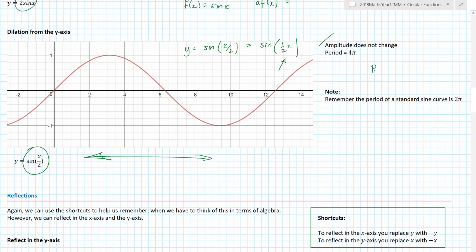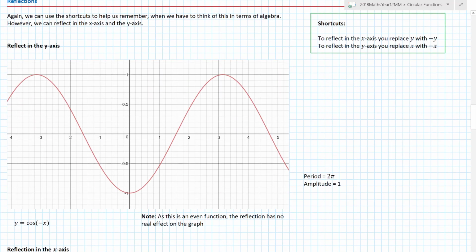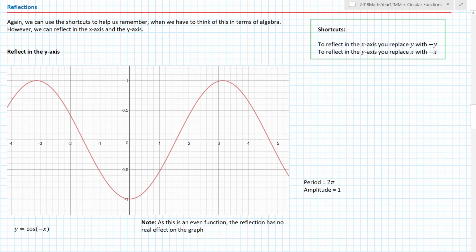Whereby my period used to be 2 pi. I'm going to double it, and that gives me 4 pi, all right? And again, it all comes back down to this standard period of the sine or the cosine curve. As you can see, my maximum and minimum are still 1 and -1, but now my period has changed to 4 pi.